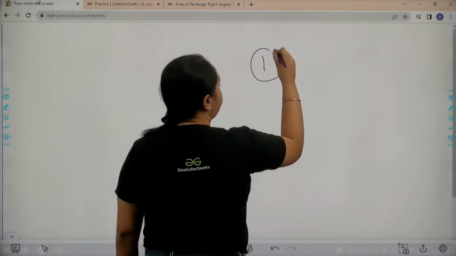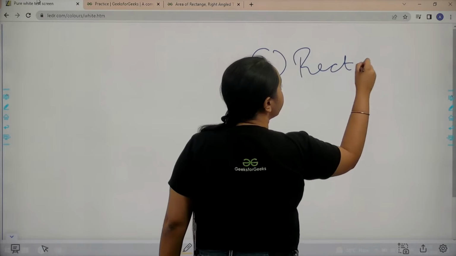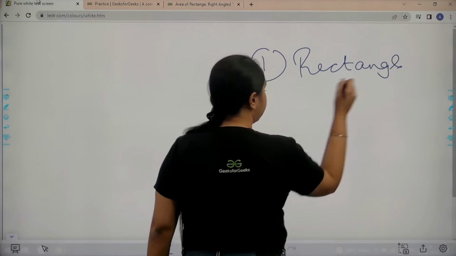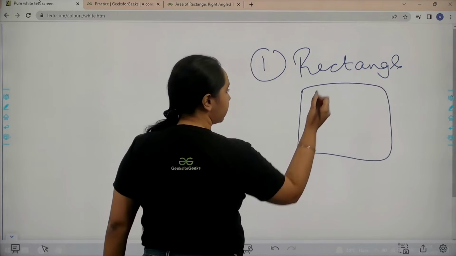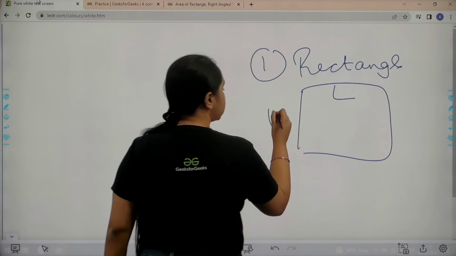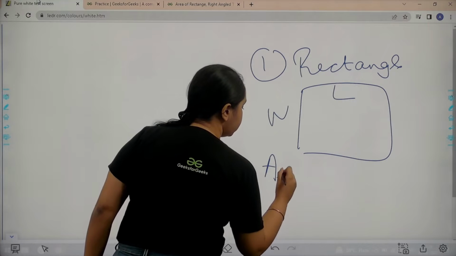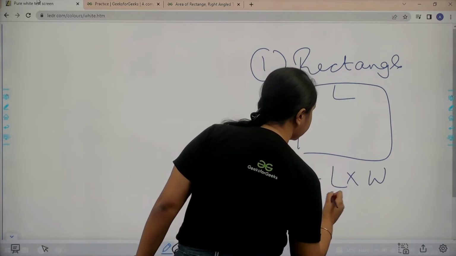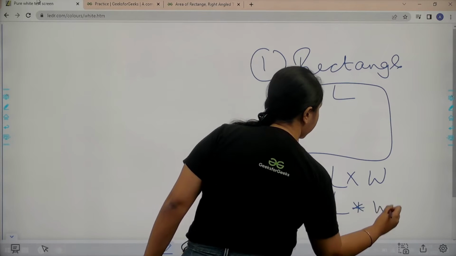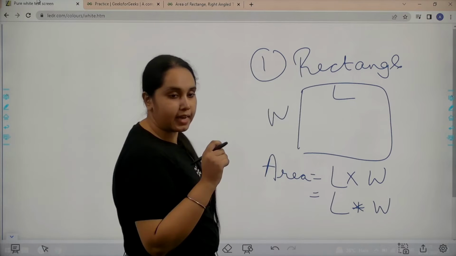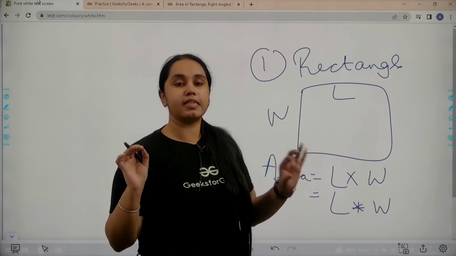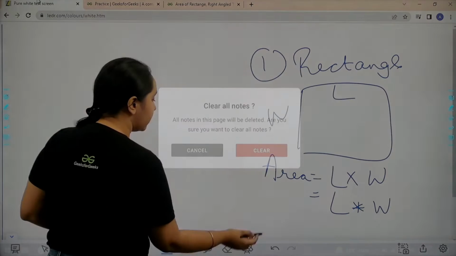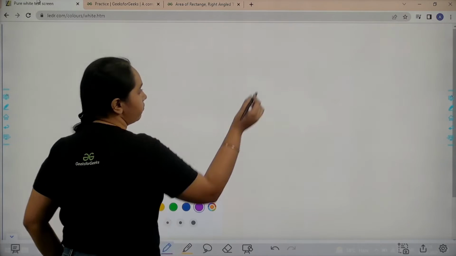First is a rectangle. If I need to calculate the area of a rectangle, this is my rectangle, right? So this is length and this is width. The area for this is length into width, so that is L star W. This is the formula for calculating the area of a rectangle. Now let's move forward to the second one.